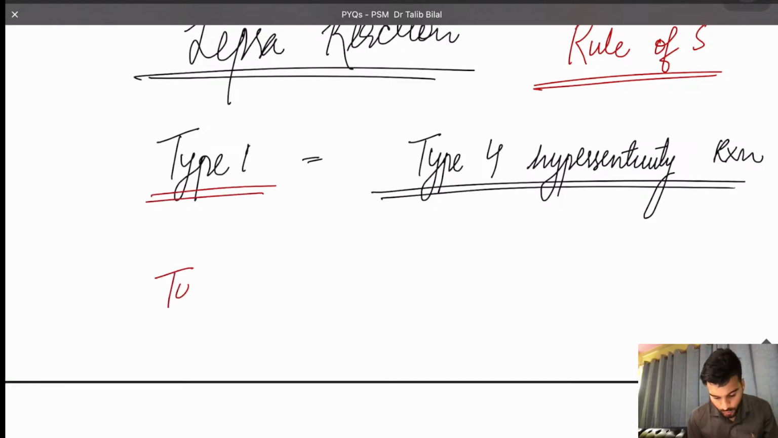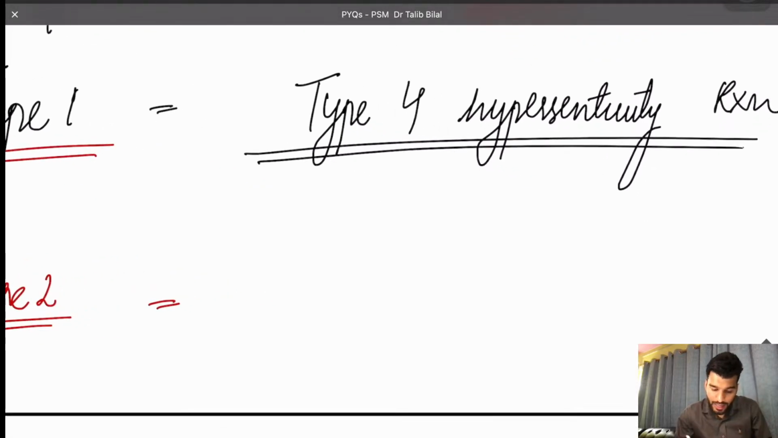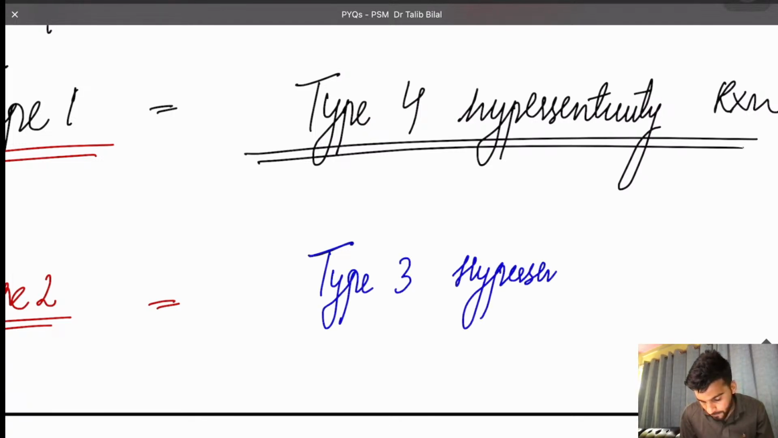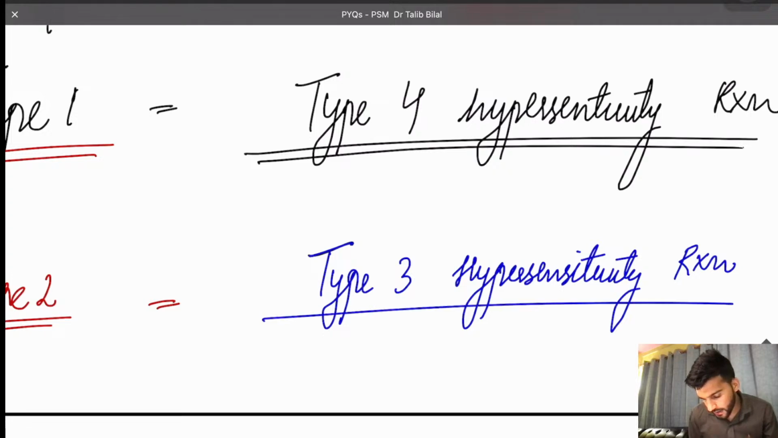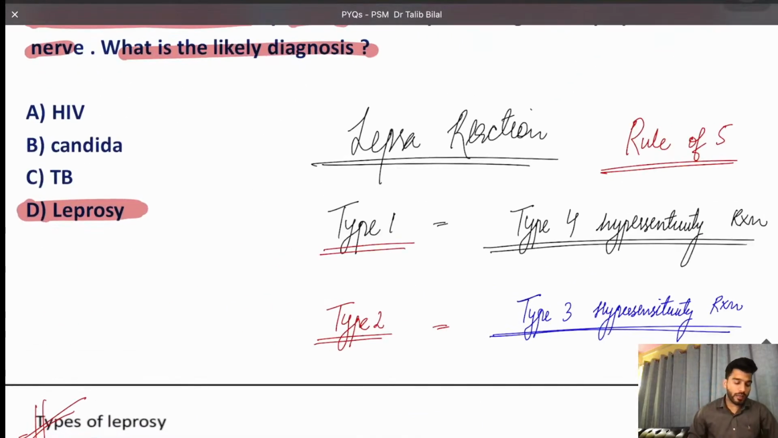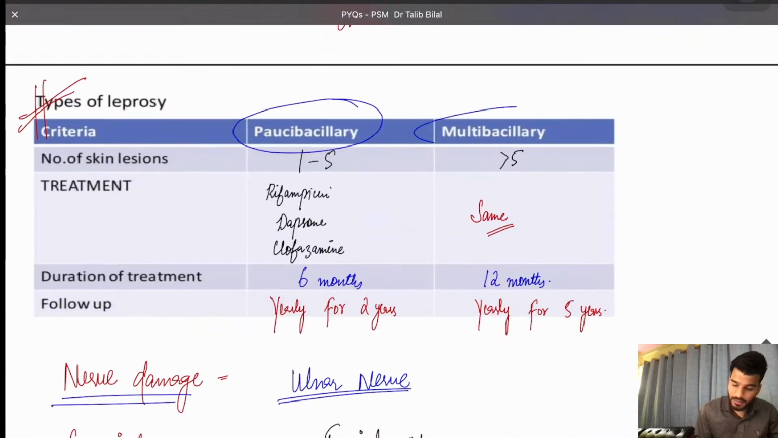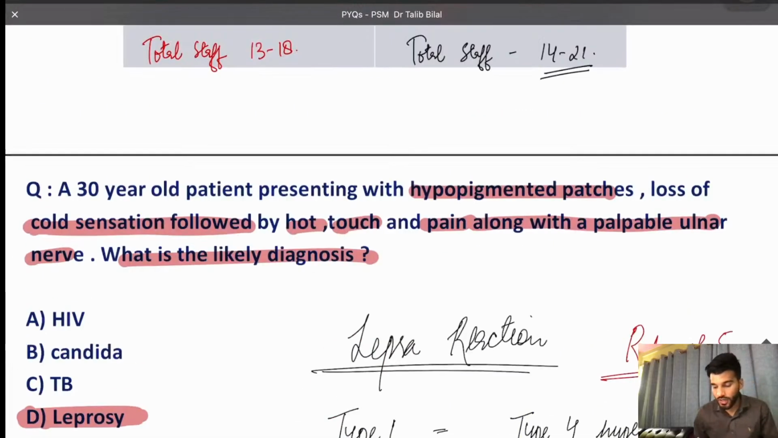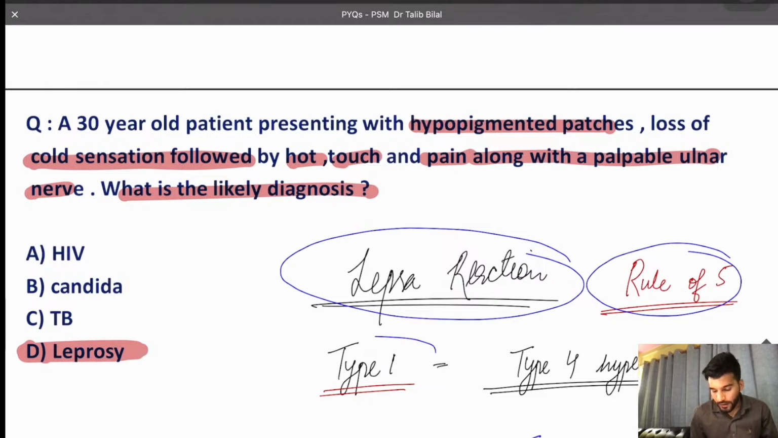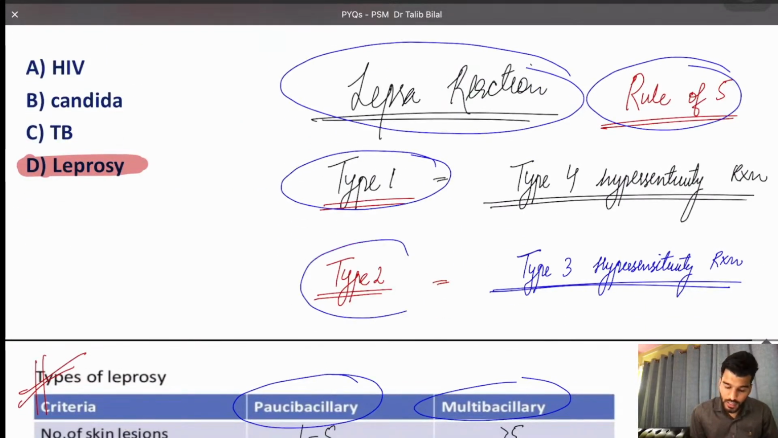If I talk about type 2 lepra reaction, this was the question asked in January 2023 exams: type 2 lepra reaction will have which type of hypersensitivity? Your answer is type 3 hypersensitivity reaction. So remember guys, leprosy, everything about that: paucibacillary, multibacillary, nerve damage, cranial nerve damage, and very important, lepra reactions, rule of 5. If type 1, it goes with type 4 hypersensitivity. If type 2, it goes with type 3 hypersensitivity reaction.